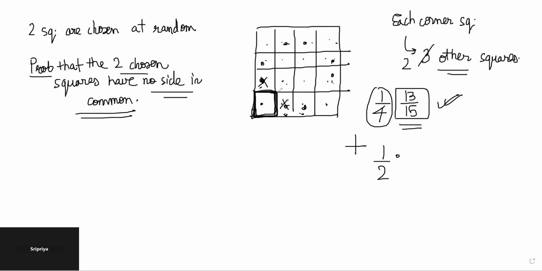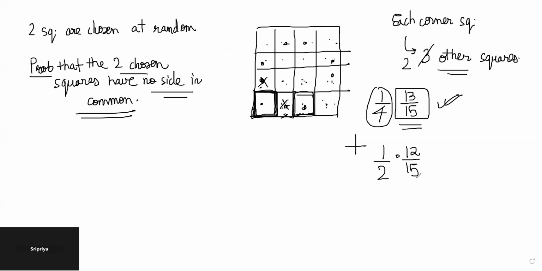After you have chosen one of them, let's say we have chosen this one, which squares are not allowed now? This one, this one, this one, right? 3 squares. So out of the 15 remaining, 12 by 15, right? That is the correct probability.